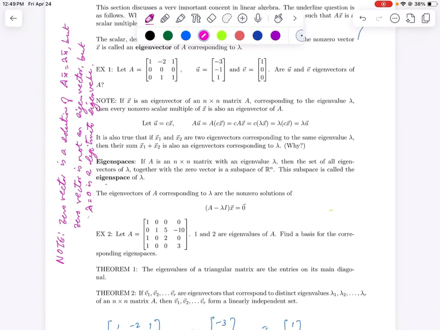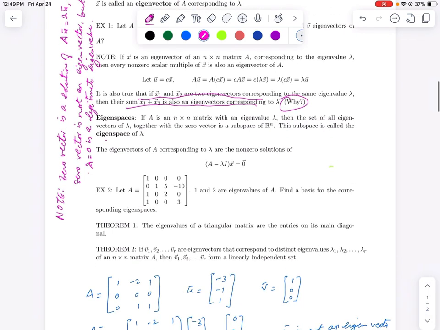Continuing with section 5.1, the last thing we showed was this: note that if x1 and x2 are two eigenvectors corresponding to the same eigenvalue lambda, then their sum x1 plus x2 is also an eigenvector corresponding to lambda. You can go to the page and see why.